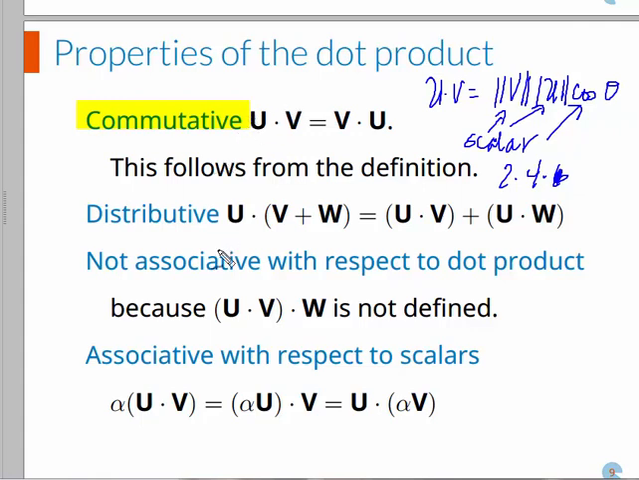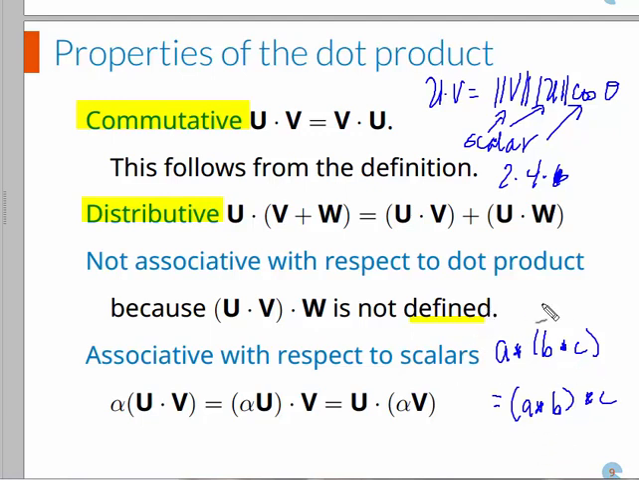We can use the same property to show that the dot product is distributive. But now we come to some differences. It is not associative with respect to dot product. And the reason for that is that you can't even define it. Let's write what associative means. If I have A times B times C, I can do these in any order. I can go A times B and then multiply C, or any other arrangement I would like. I can associate any of the terms together.